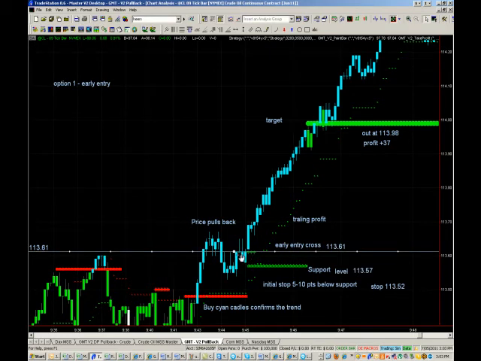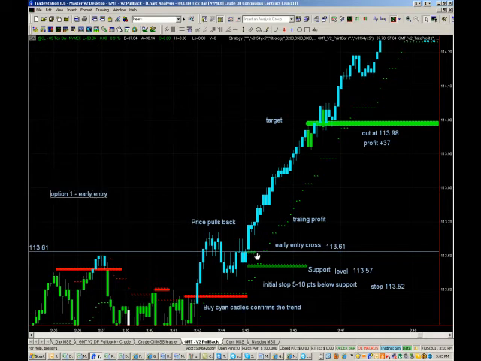Now if we use that as a point to get into the market on the pullback trade, we're going to get in most times. So there probably won't be too many times where we won't get filled on our trade. So that assures us that we're going to be in the market. Now that's option 1, early entry.